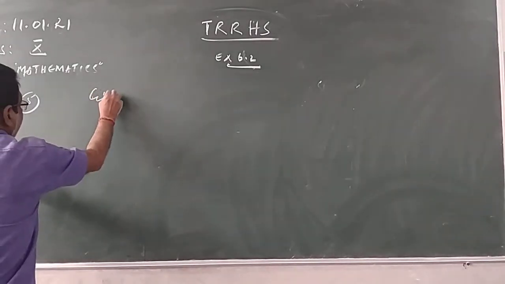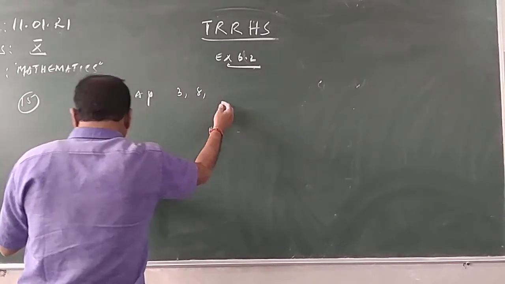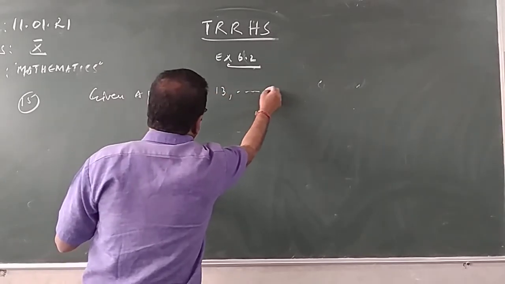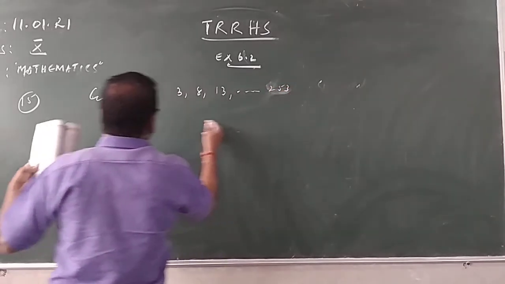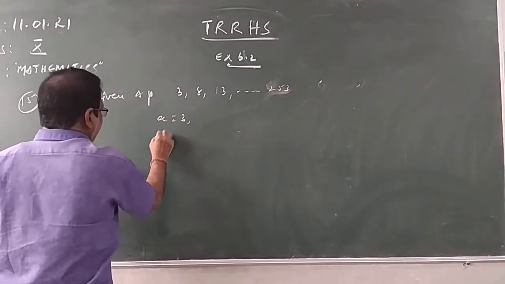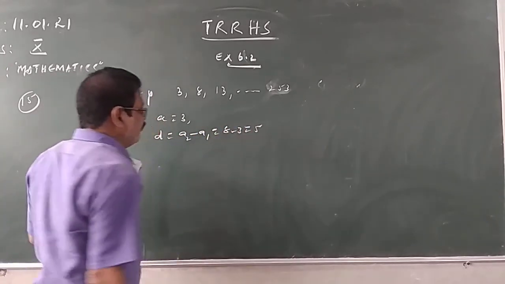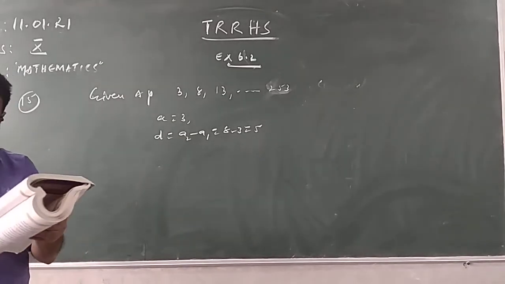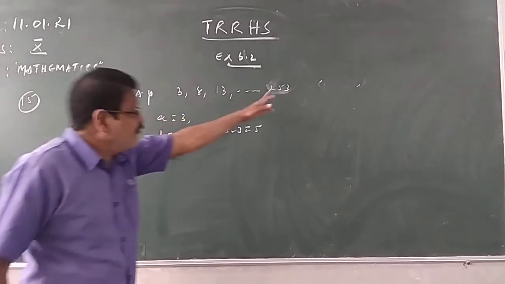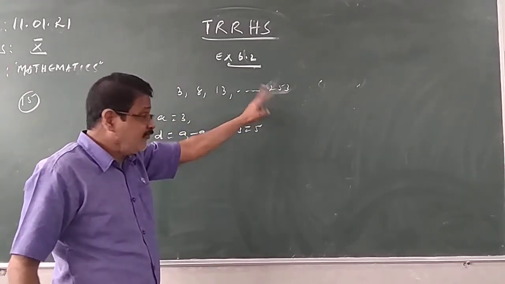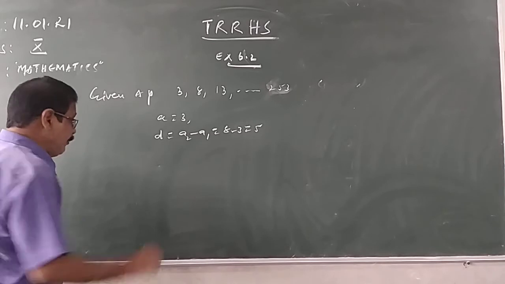What is the given AP? Given AP is 3, 8, 13, and so on, 253. So A is equal to 3. D is equal to A2 minus A1, which is 5. Find the 20th term from the end of the AP. From the end, the first term is 253. Before this, after the first term, second term, third term. So the nth term from the end.